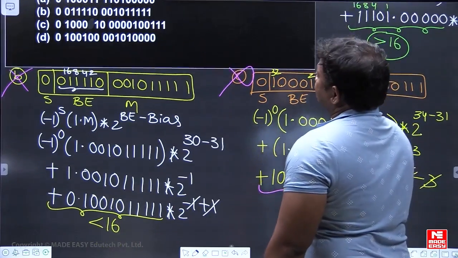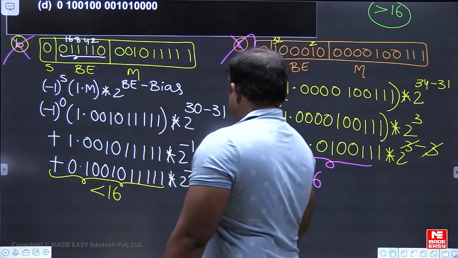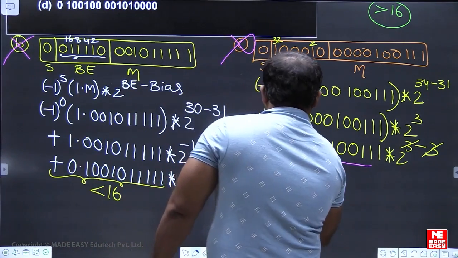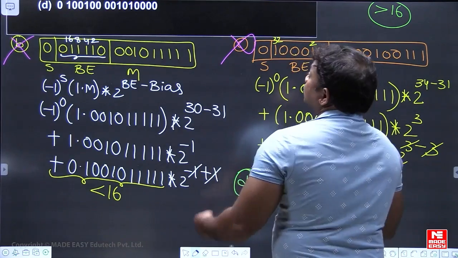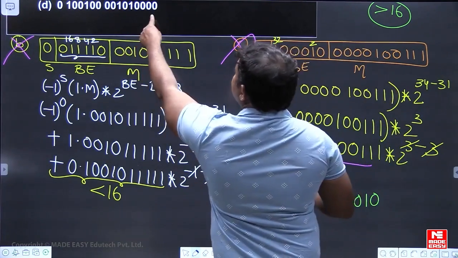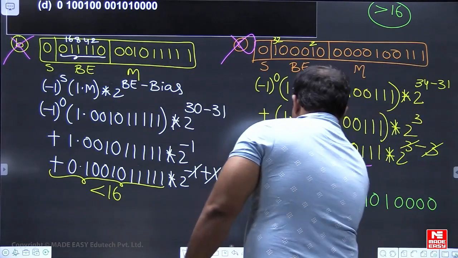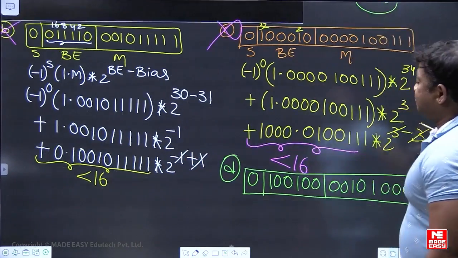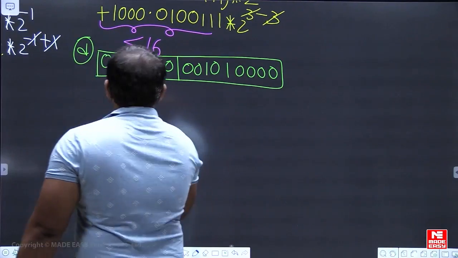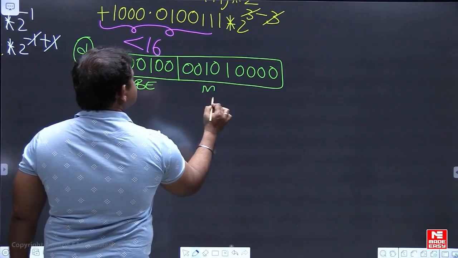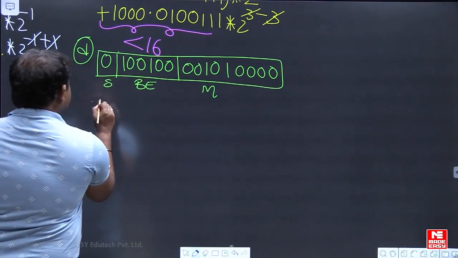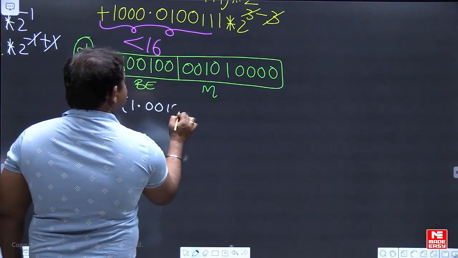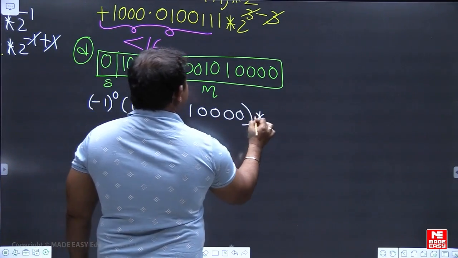D option. When you take D, the given binary code is 0, 1, 0, 0, 1, 0, 0, then 0, 0, 1, 0, 1, 0, 0, 0, 0. So this is the binary code given. Interpreting the given binary code into the format. This is the format. Sign 1 bit. This is sign, this is BE and this is mantissa. Correct? So now what is the value? Minus 1 to the power of 0, 1.0010 into 2 power BE.